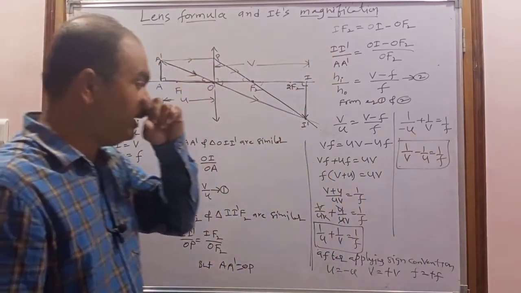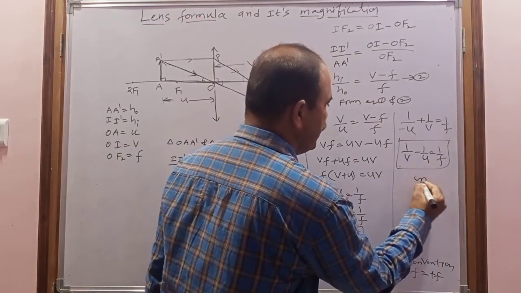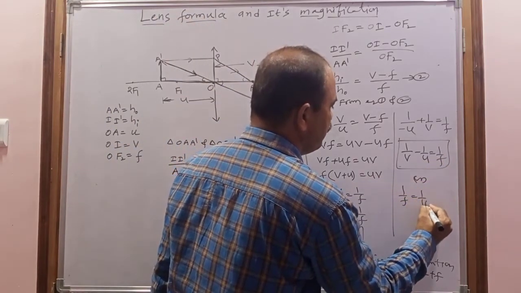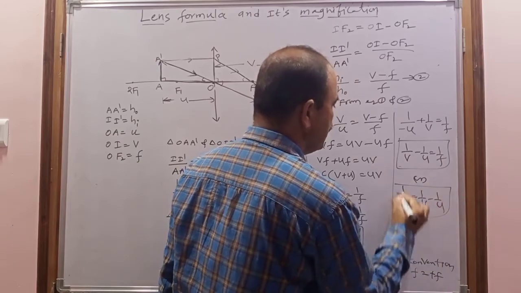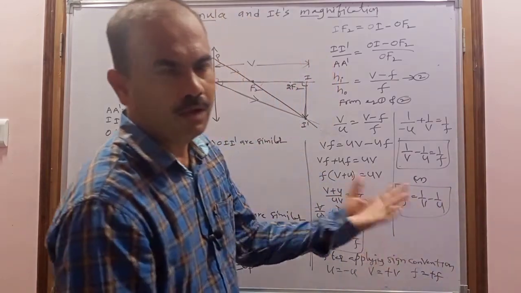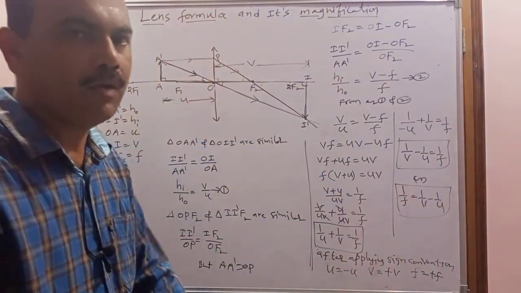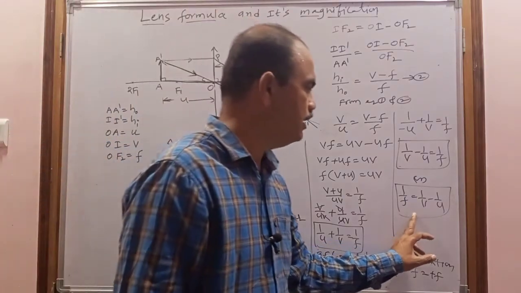So now this is called the lens formula. What is the lens formula? 1 by f equals 1 by v minus 1 by u. So this is the lens formula. This is applicable for convex lens as well as concave lens. And this is the lens formula.